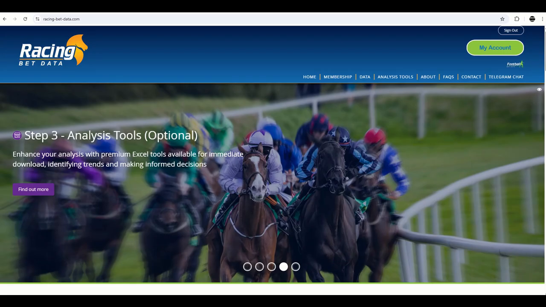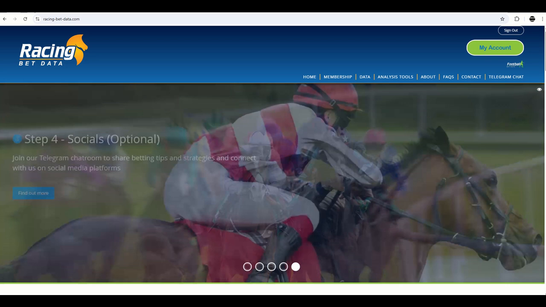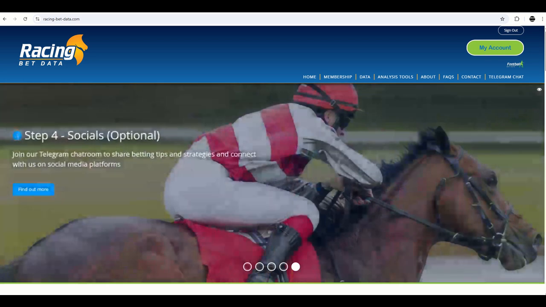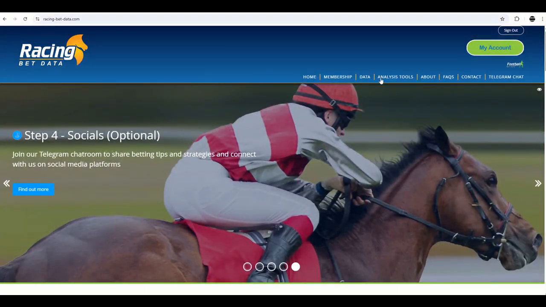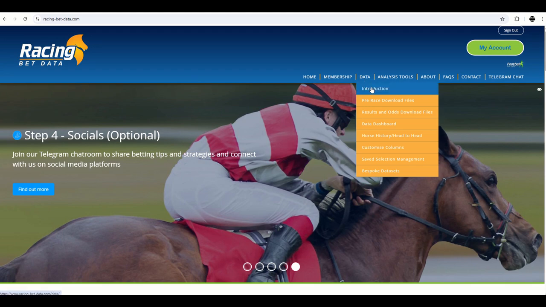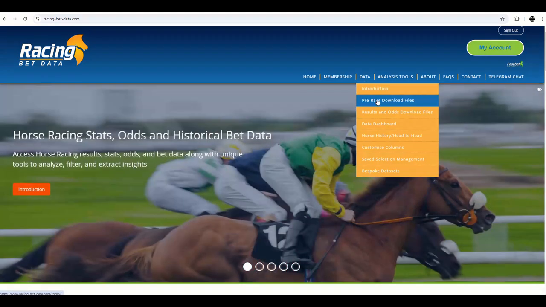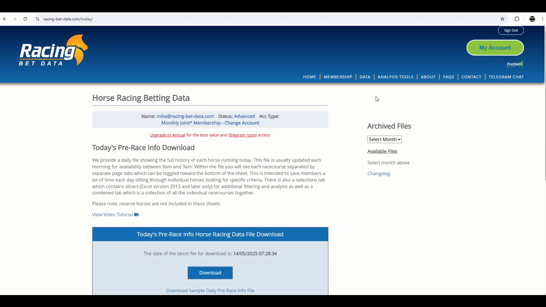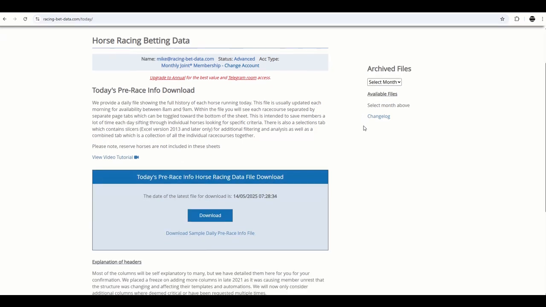Hi, welcome to episode 3 in our series of how to use the Racing Bet Data website. Again, looking at data, this episode we're going to be looking at the pre-race download file. Again, accessible to all members. This is updated once a day in the morning, usually before 8 a.m., but certainly before 9 a.m. each day. It's a standalone flat Excel file.